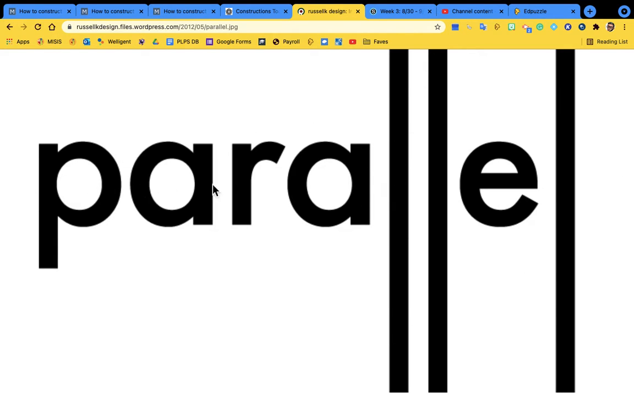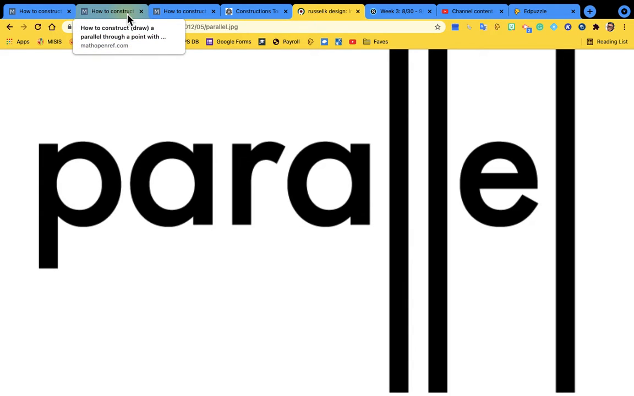So parallel is P-A-R-A-L-L-E-L. If you notice these three L's here, right? If you write them forever and ever and ever up, forever and ever down, these three L's would theoretically never touch each other. Hence, they are parallel lines, right? So this is what we're going to construct today. We're going to construct parallel lines.